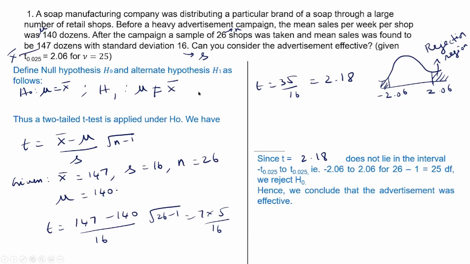Now let us see the allocation of 3 marks for this question. Writing the null and the alternate hypothesis carries 1 mark. Then finding the value of t carries 1 mark. And then making a decision and writing the result carries 1 mark. So a total of 3 marks for this question.